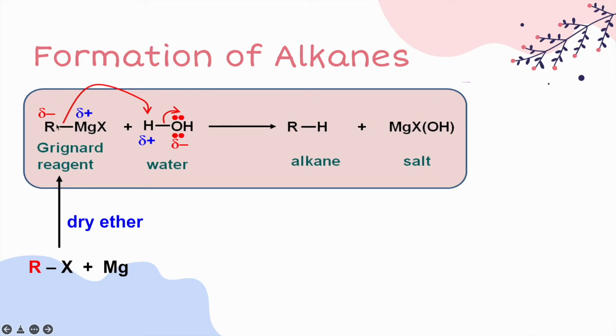So this is the formation of alkane using Grignard reagent. The R group forms a bond with hydrogen in water. That's it. Then alkane can be formed. And the side product is salt, MgX in the bracket OH. So this is how you write the side product, MgX and then in bracket OH.